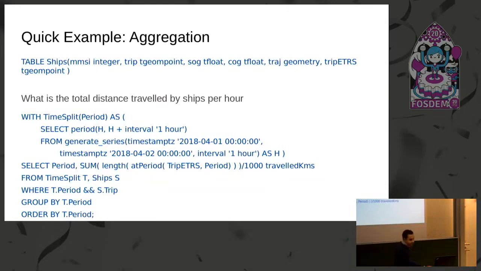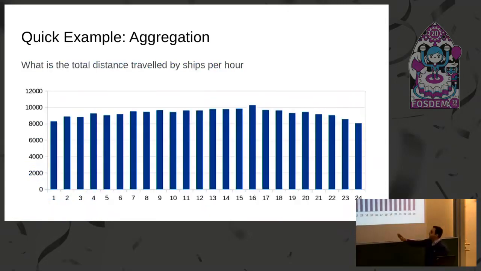So you get something like this. Per hour, this is the total traversed distance by all the ships. Nothing interesting. More or less, it is the same all day, but the query is interesting.